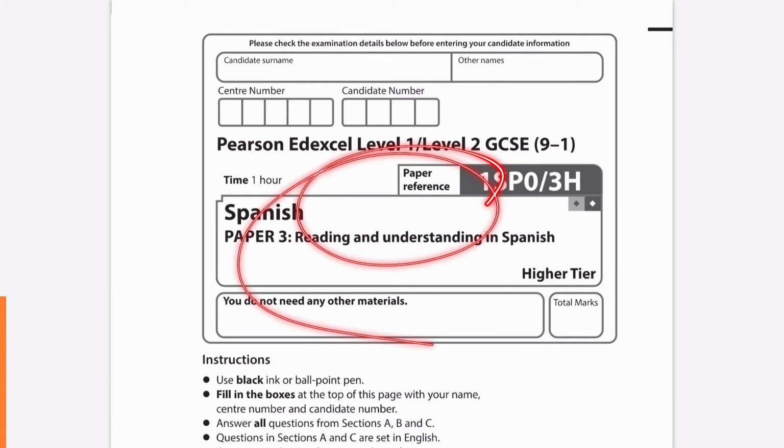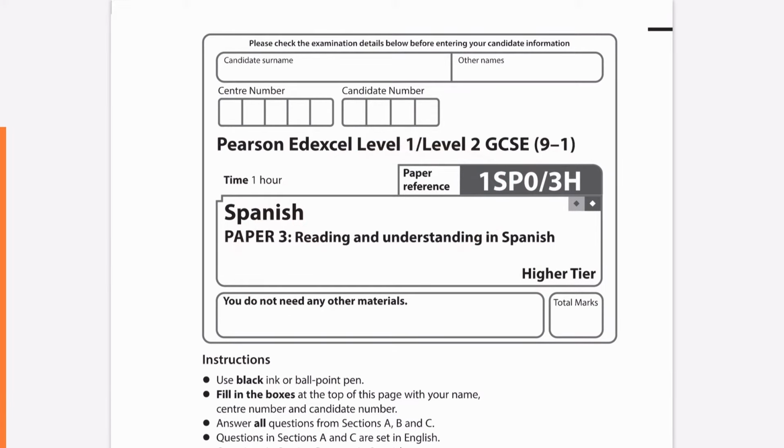Hola a todos! I'm going to do a GCSE Spanish reading paper right now, and this is from June 2022 from LXL, but it's just as applicable to AQA. Normally, I do these on the computer, but I'm going to give it a shot on an iPad today. The paper, along with the mark scheme, is linked in the description.